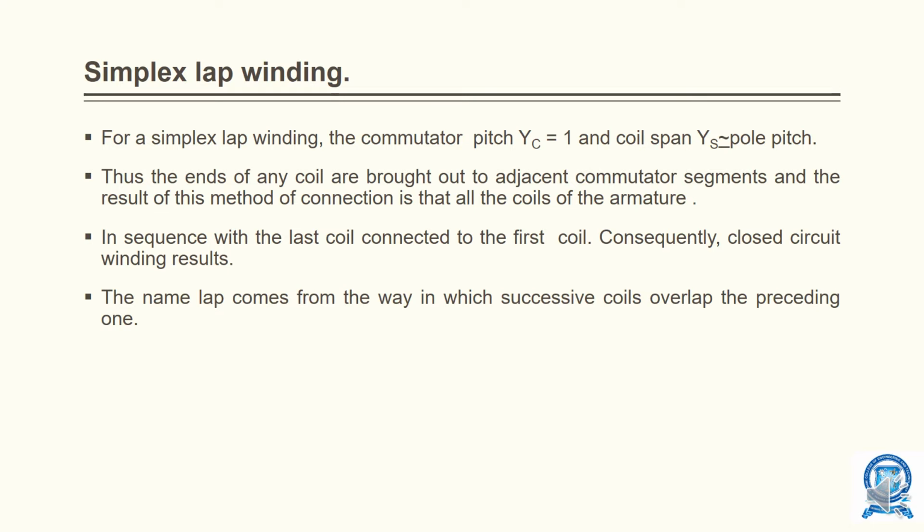and the result of this method of connection is that all the coils of the armature are connected in sequence with the last coil connected to the first coil; consequently a closed circuit winding results. The name lap comes from the way in which successive coils overlap the preceding one.